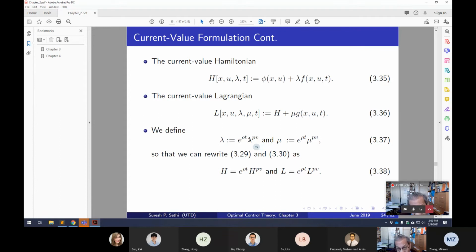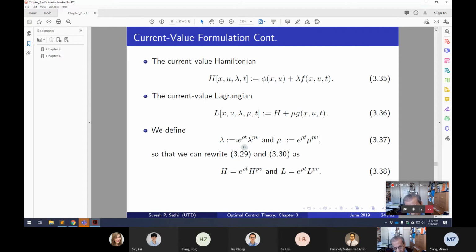But if I want to take the current value, I have to multiply this present value by e to the rho t. Look at it this way: this is the current value. If I want to bring that current value to the present value, I have to multiply this lambda by e to the minus rho t. If I multiply this by e to the minus rho t, I can bring the e to the minus rho t to this side, and I get this equation, right? This identity. This is a definition.